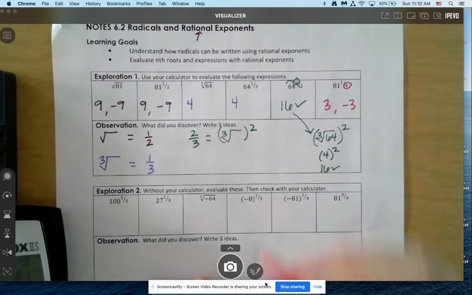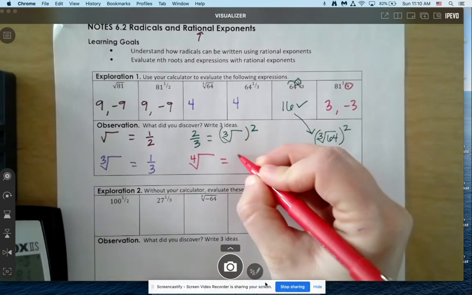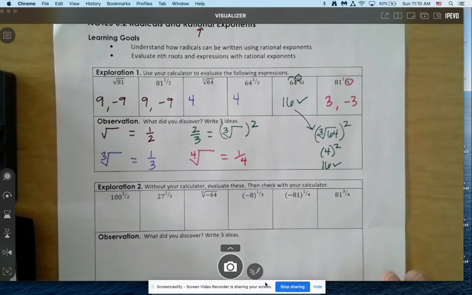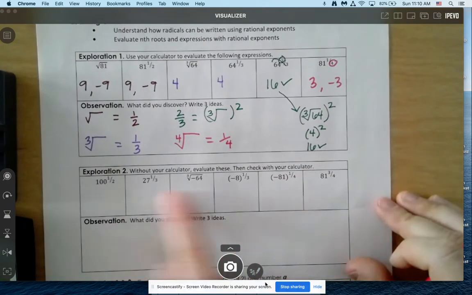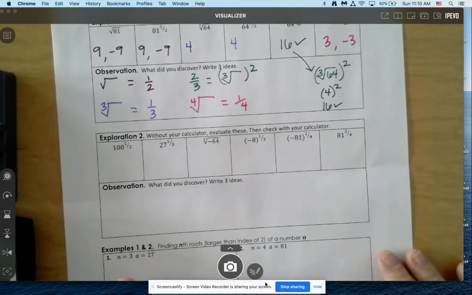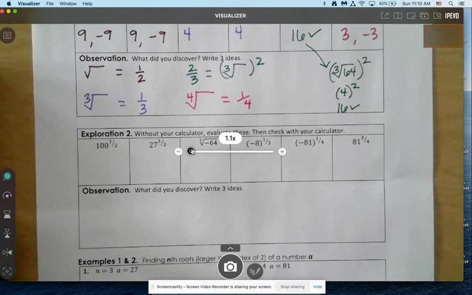And I suppose we could write that right here. Something to the 4th root is really like taking it to the 1/4 power. All right. So now let's try to evaluate these next few without the help of our calculator till the end, okay? So I can zoom in now a little bit so we can see a little better.